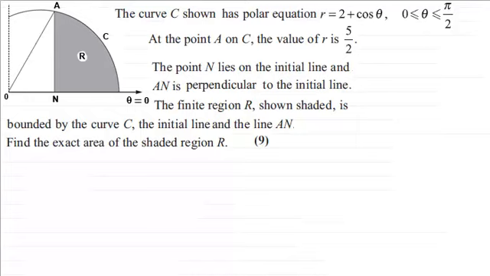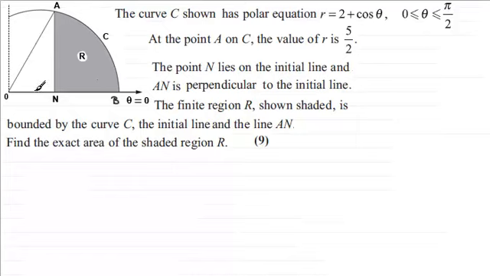So first of all, what I'm going to want to do is work out the area of the triangle OAN. And once I've done that, I'm going to go on to work out the area of OAC, and we'll give this part here a name, we'll just call it, say, B. So I'm going to work out the area OACB, and then we'll subtract the area of the triangle from that and we'll get R.